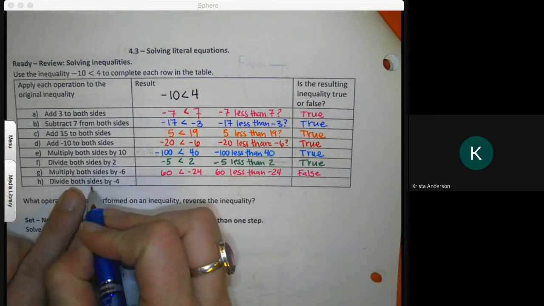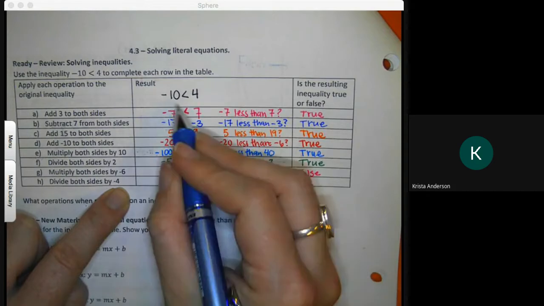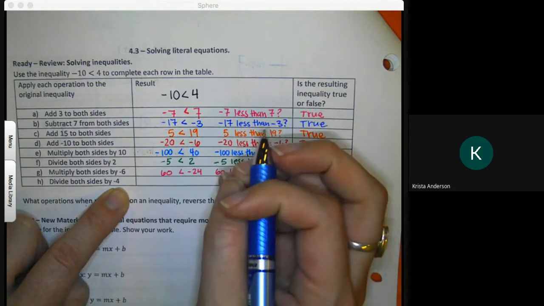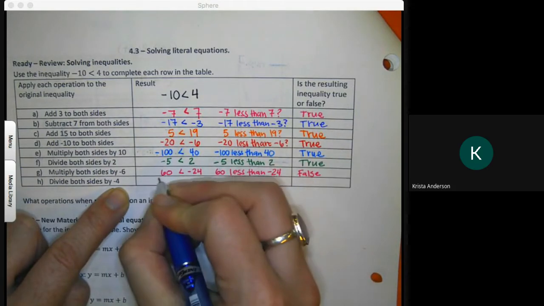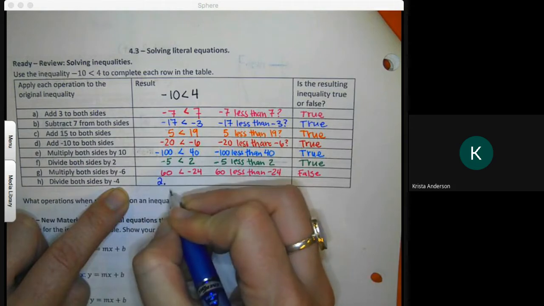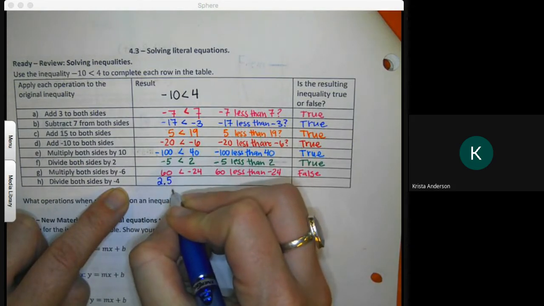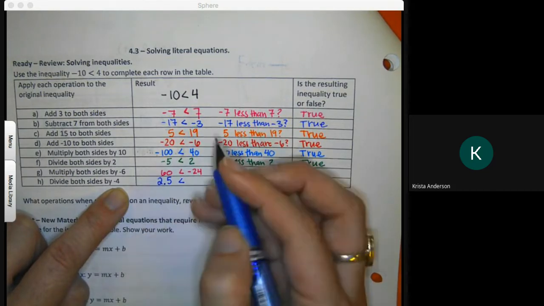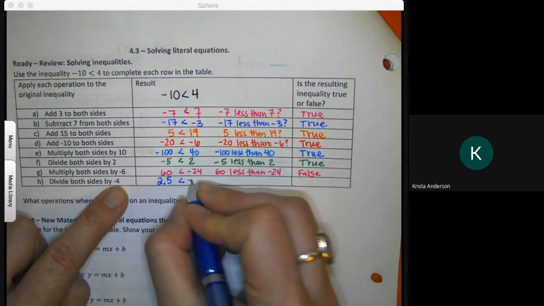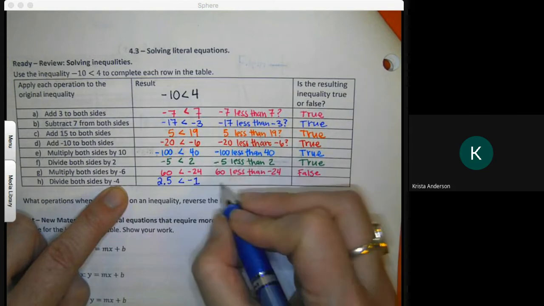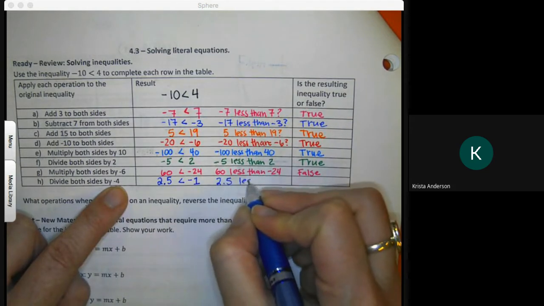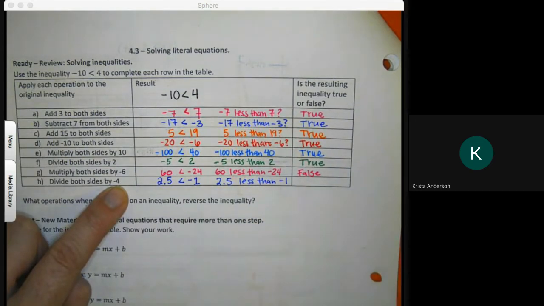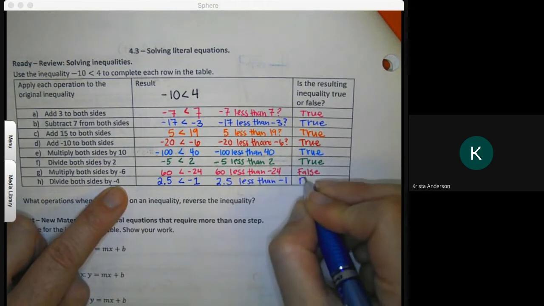What if I divide by -4? -10 divided by -4 would become a positive 2.5. And then 4 divided by -4 is -1. Is 2.5 less than -1? That would be false.